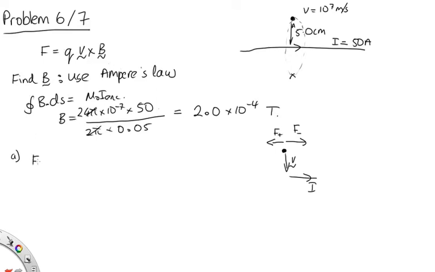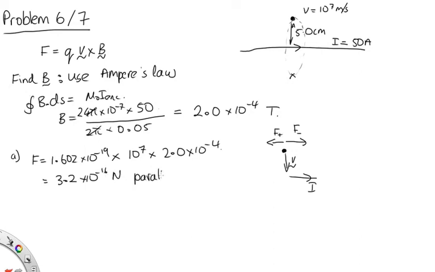Let's work out the magnitude. F, V and B are perpendicular, so when we do sine theta, we do sine 90 and we get 1. So the charge is 1.602 times 10 to the minus 19. The negative is going into this direction. The velocity is given by 10 to the 7, and the magnetic field is given by 2.0 times 10 to the minus 4. So solving that on the calculator, we end up with 3.2 times 10 to the minus 16 newtons, and this is parallel to the current in the wire.